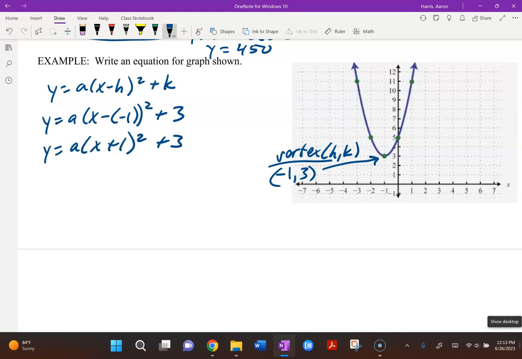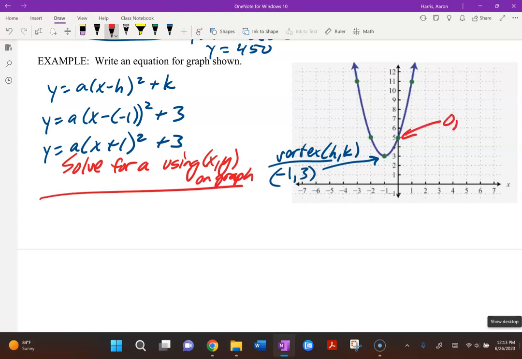Now, the only other thing I need is a value for A. So what I'm going to do is take another point on the graph in order to solve for A. So I need to solve for A using an X, Y on the graph. Any other X, Y point. So I'm just going to take this one right here. I see 0, 5. Let's throw that in. 5 for Y. 0 for X. And now I can solve for A.